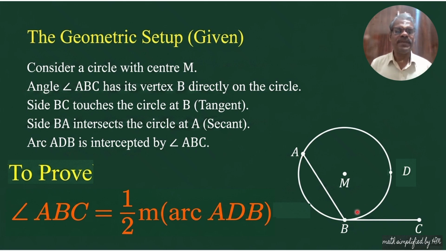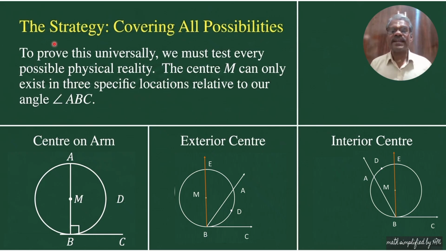Arc ADB is intercepted by angle ABC, and we have to prove angle ABC is equal to 1/2 the measure of arc ADB. The strategy: covering all possibilities. To prove this universally, we must test every possible physical reality. The center M can only exist in 3 specific locations relative to our angle ABC.